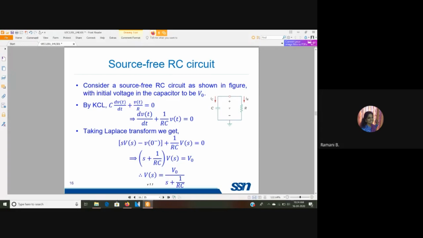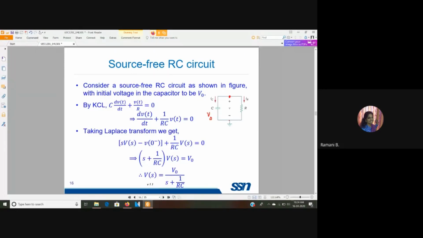Here let us consider the source free RC circuit as shown, and let us consider the capacitor to have an initial voltage V0. That is, it has some charge stored in it, and so you have an initial voltage V0. With the RC circuit, we consider a node over here and consider this to be our reference, and we apply KCL. So we write the currents IC plus IR equal to 0. IR is nothing but V by R and IC is nothing but C into dV by dt. So with that we have C into dV by dt plus V by R is equal to 0.